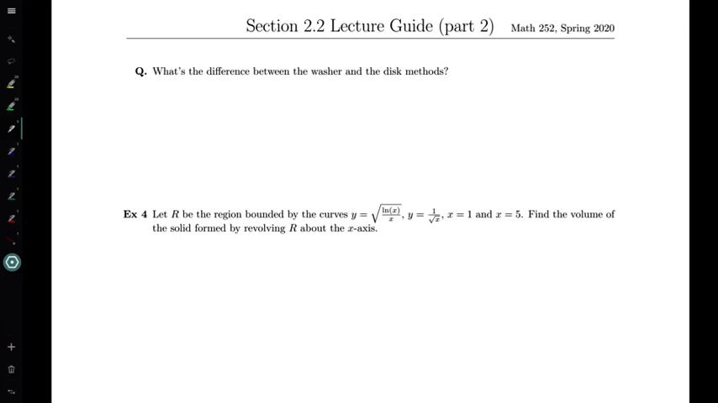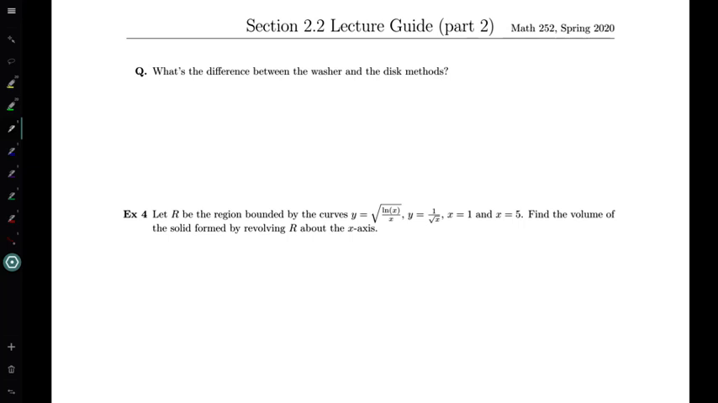In the last part of this section, we want to talk a little bit about the difference between the washer and the disk methods, as well as do a couple more examples in order to solidify our understanding of how to use these. So far, the washer and the disk methods seem to be very similar.